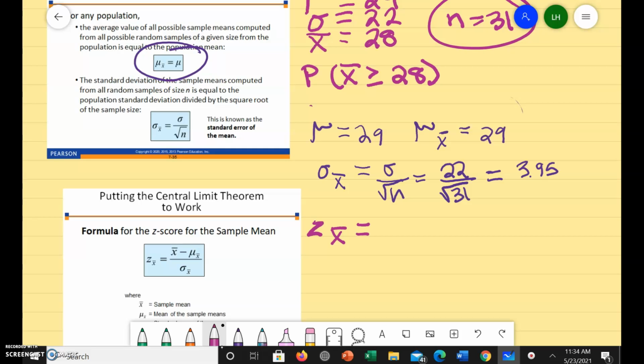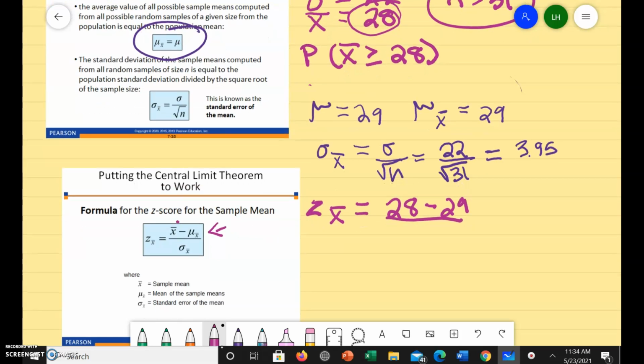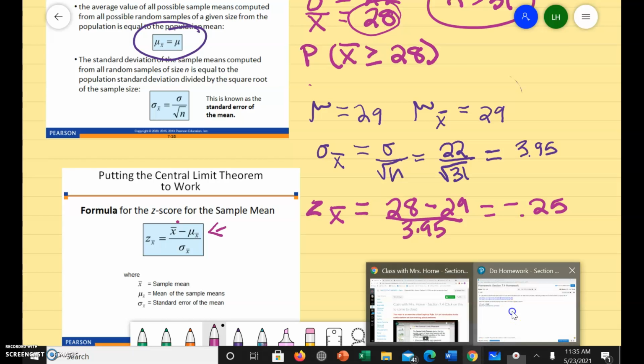Now we're ready to go back and calculate the z score for the sample mean, which is equal to the sample mean, x bar, which is 28 here, minus the mean of the sample means, which we just talked about, is 29. So our value is to the left of the mean of the sample means, so it's going to be a negative z-score, divided by the standard error of the mean, which we just calculated. Rounded to 2 decimal places, that gives us negative 0.25. We're ready to look it up on the table.